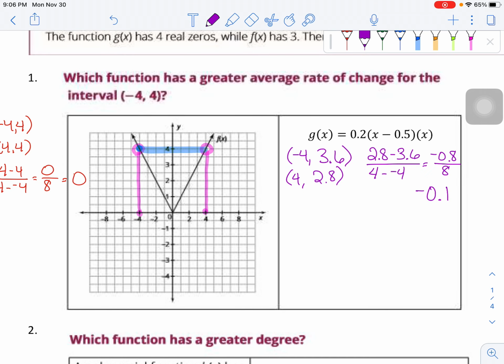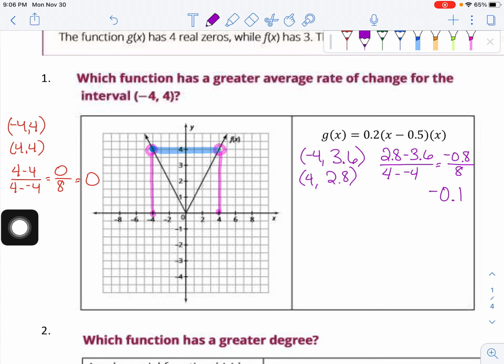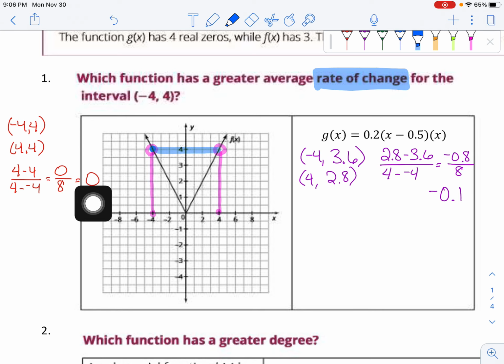Okay, so which function has a greater average rate of change? Now, you might be looking to say, well, 0 is larger than any negative number. You are correct, but we're talking about a rate of change. And so what we want to make sure that we're dealing with here is which change is greater. It doesn't matter if it's positive or negative, just which change is greater.